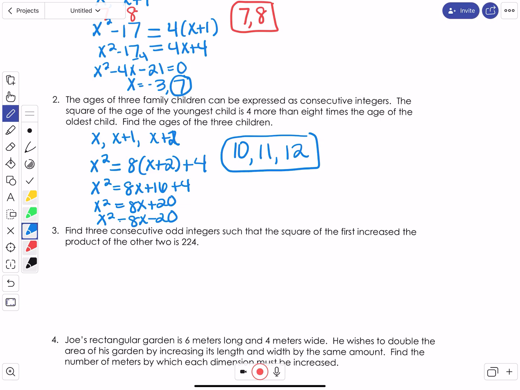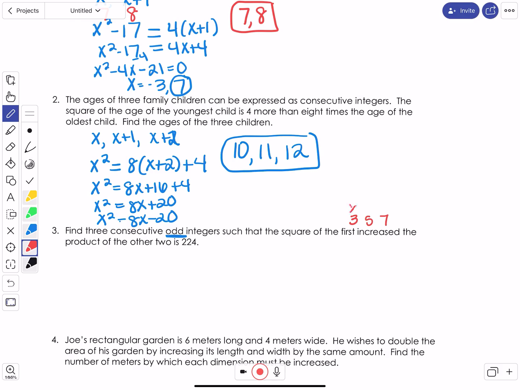All right. Find 3 consecutive odd integers. Now, it's switching up to odd integers. So think about odd integers like 3, 5, 7, 9, 11, and so on, okay? If we write down a few odd integers, let's just write these down over here real quick. So like 3, 5, and 7, okay? So those are some odd integers.